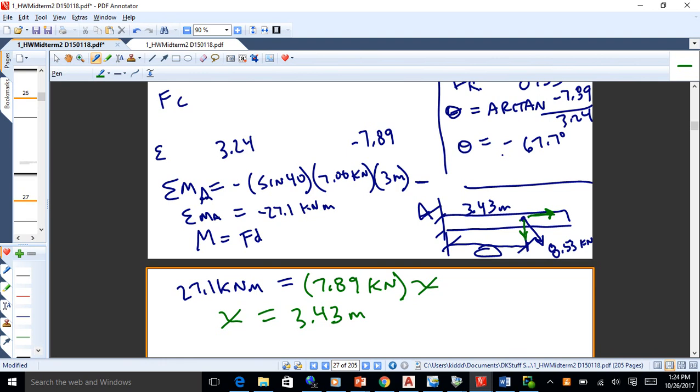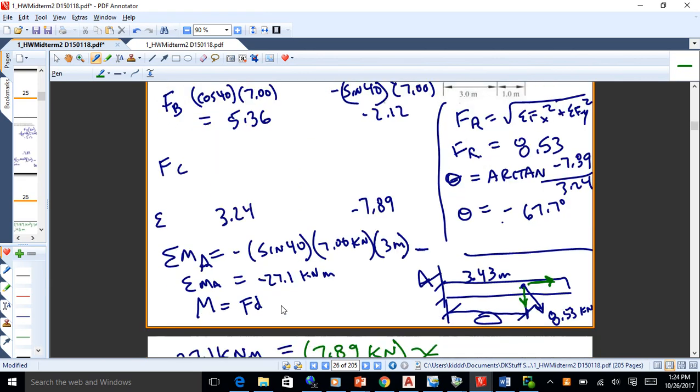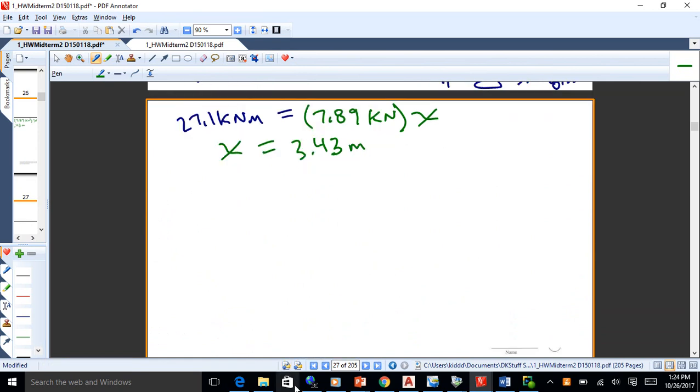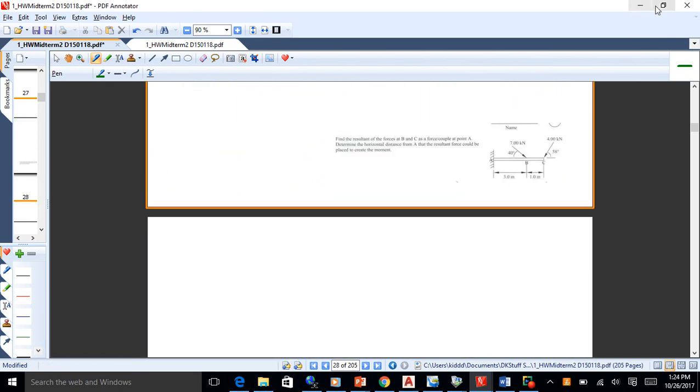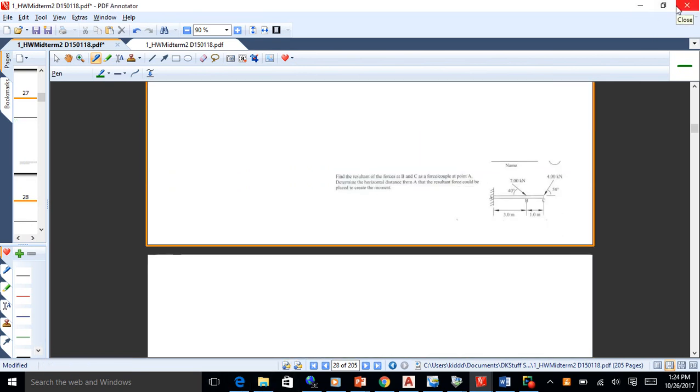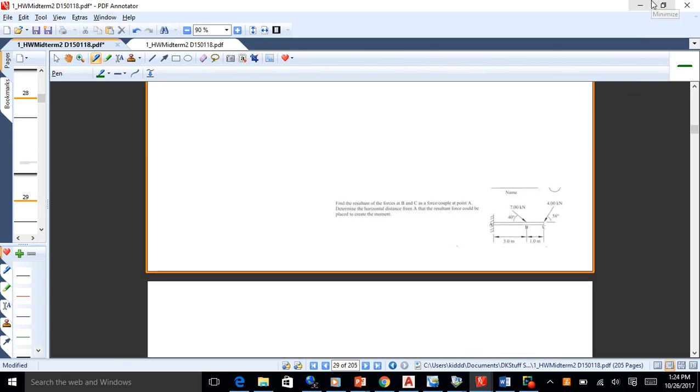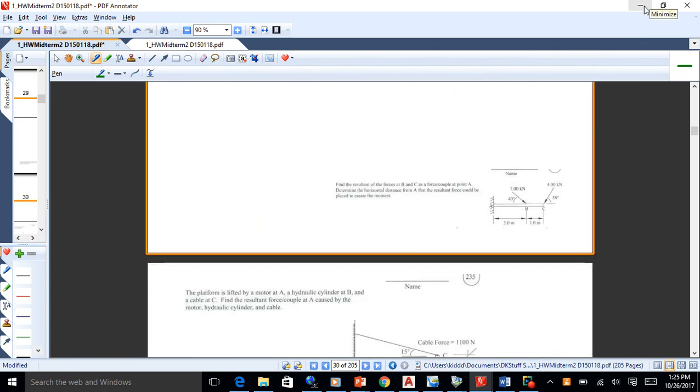So in this problem, you need to find the distance before? No, you find the moment first and then back into the distance on the one we're working on now. It's always the same process on these resultant problems. Okay? So just find the moment that's caused by that distributed load, and then based on that, you can come up with the distance by knowing the force.